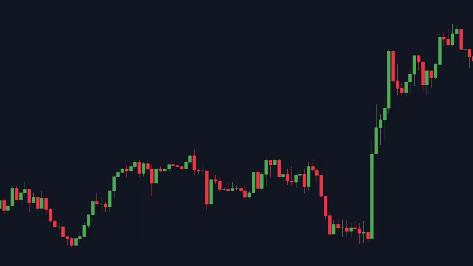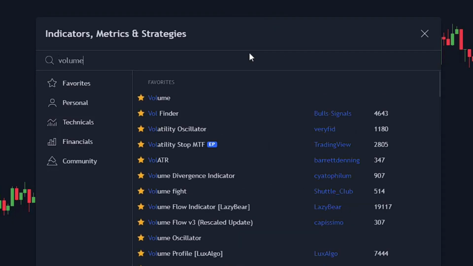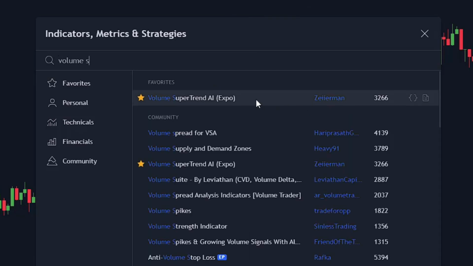Okay, first things first, let's get this AI super trend indicator onto your chart. Open up TradingView, click on indicators, and type in volume super trend AI. You're looking for the one by this amazing author. Let's give a shout out to the creator for this game changer.